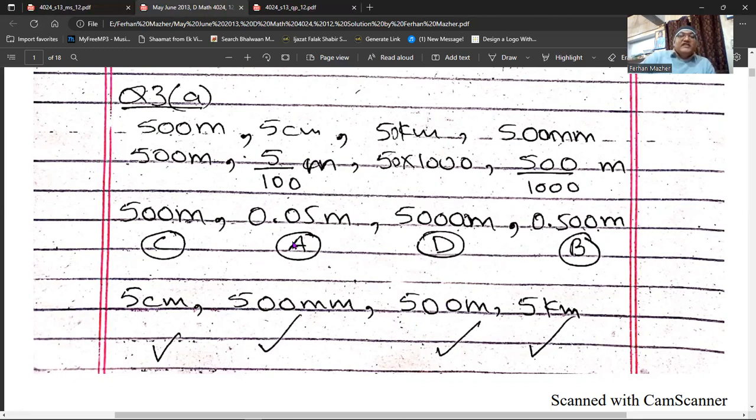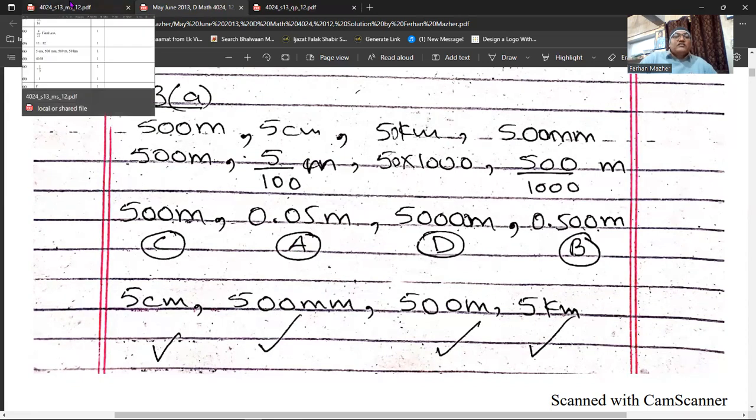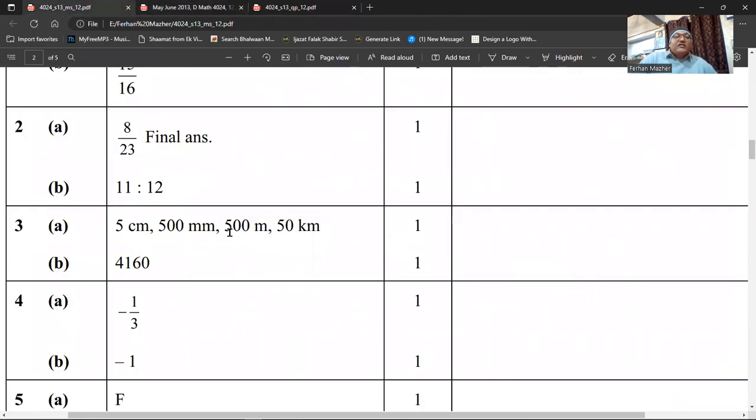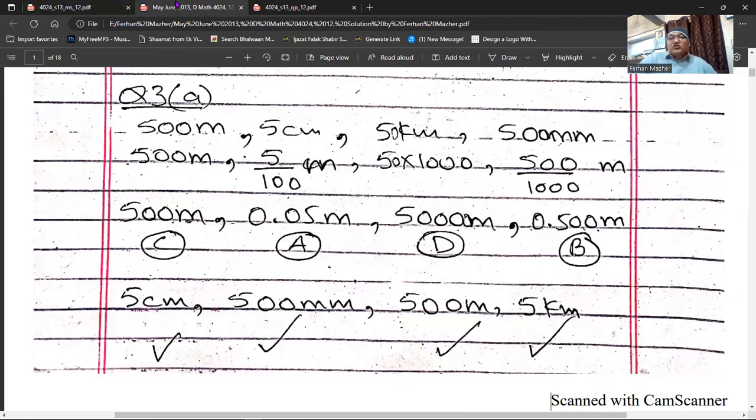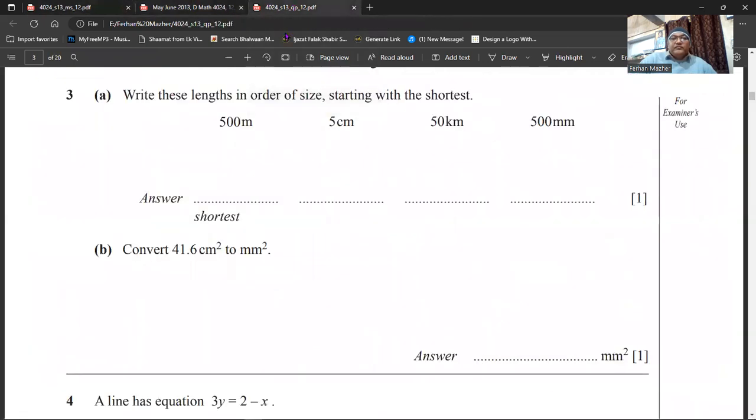So the smallest is this one, and then we have this, then this one, and then this one. Now, because the units are the same, it's very easy to compare them. When you write the order, write the originals: 5 centimeters, then 500 millimeters, then 500 meters, then 50 kilometers. That is the right answer. The solution is showing up on your screen.